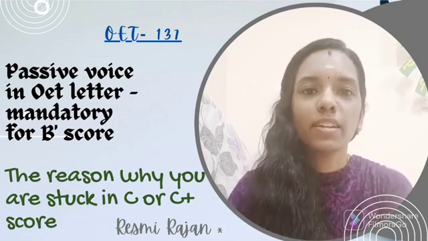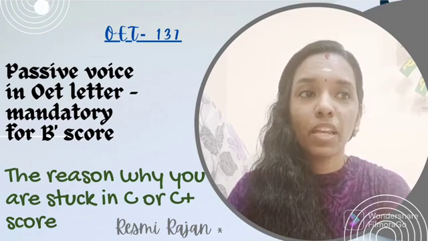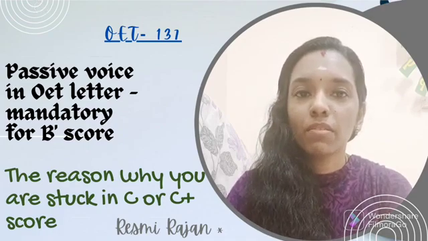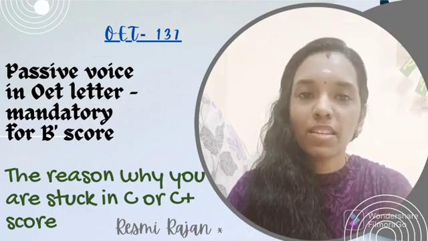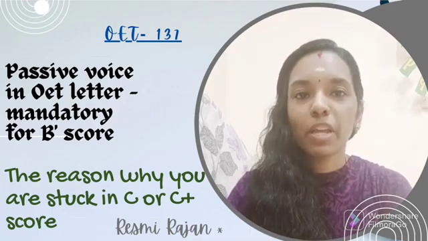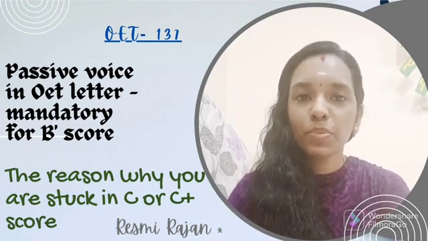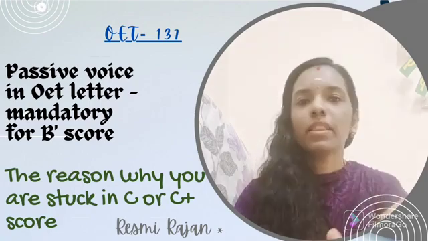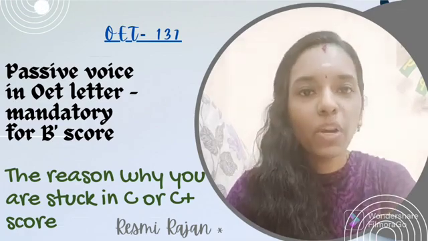There may be many students who say that many times they got a C score continuously, or C plus continuously. They could not make any changes, so they don't know the reason behind it. They could not find out why they are stuck at the same score, why they could not get 350 in the OET letter. Most probably the problem will be in the usage of passive voice. So in this video, I will tell you in a simple way how we can use the passive voice.